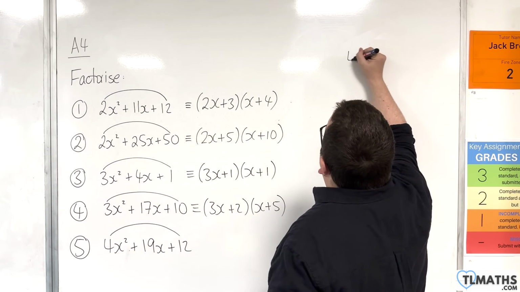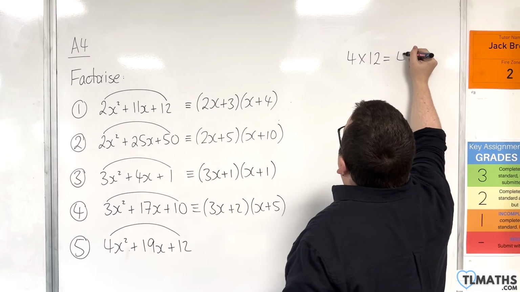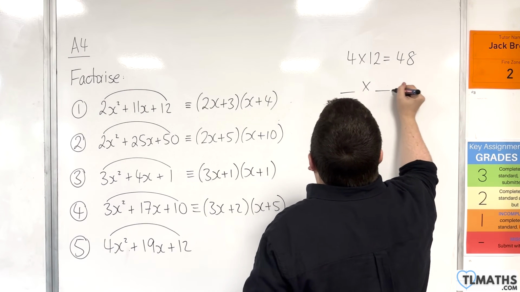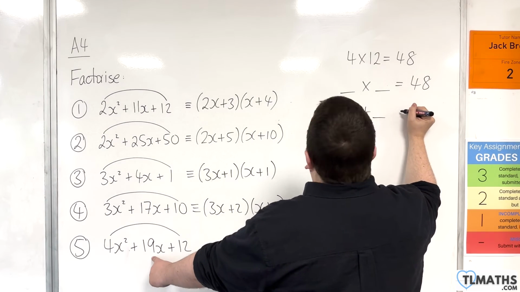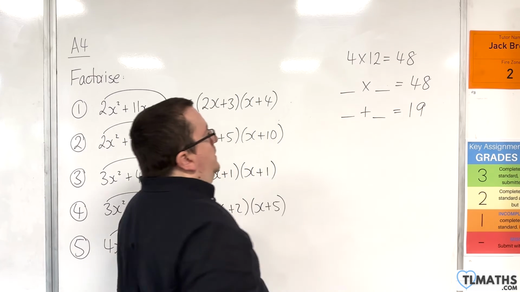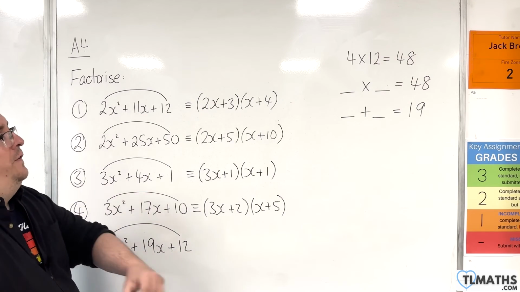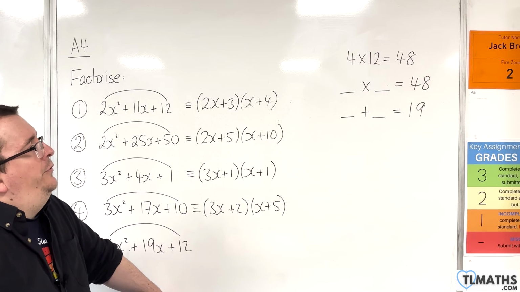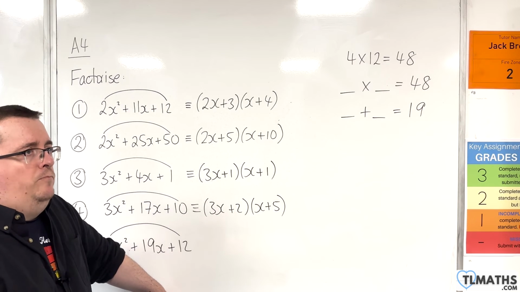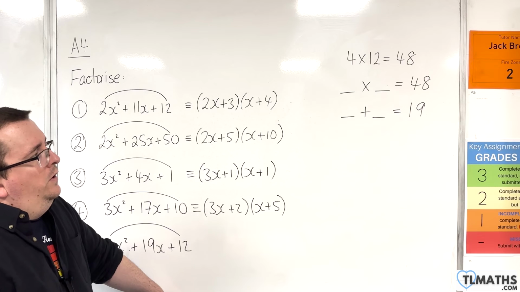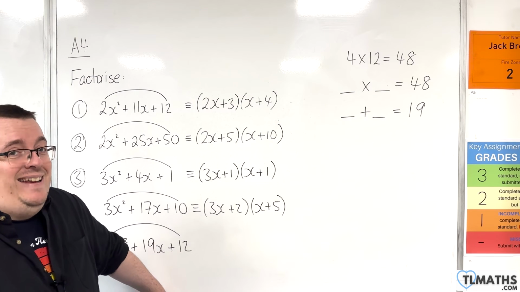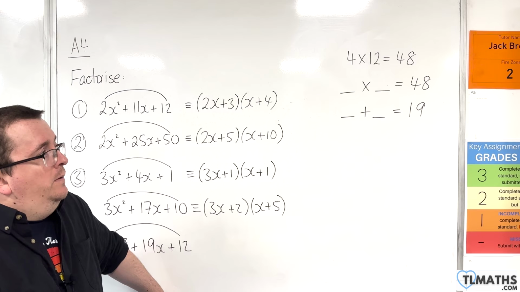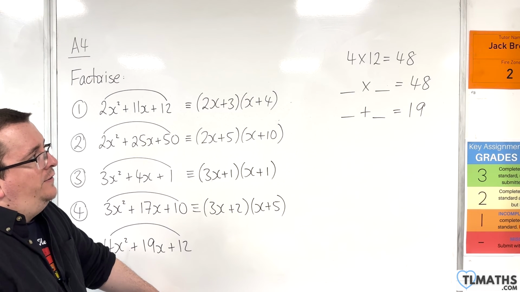4 times 12 first. 4 times 12 is 48. So we're looking for two numbers that multiply together to make 48, but add together to make 19. Okay, well 4 and 12 don't work, but it's very close. So what else goes into 48? 6 goes into 48, doesn't it? 6 goes into 48 8 times. But 6 and 8 don't quite work, so that's out.